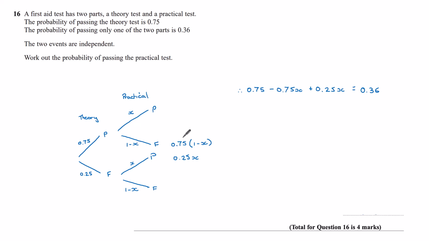And so if I expand the brackets here, that's 0.75 minus 0.75x plus 0.25x must equal 0.36. And so subtracting 0.75 from both sides, simplifying for x here, I've got minus 0.5x is equal to minus 0.39. Dividing by a negative 0.5 gives me an x value of 0.78.